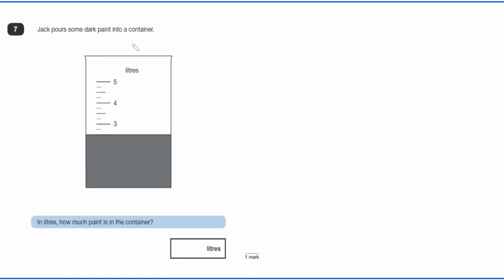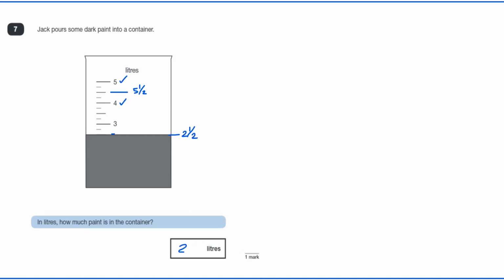Question number 7. Jack pours some dark paint into the container in liters. How much paint is in the container? So now you can see this is 5 liters and this is 4 liters. Halfway through it's 5.5 liters. And if this is 3 and the 2 units here, this should be 2.5 liters.